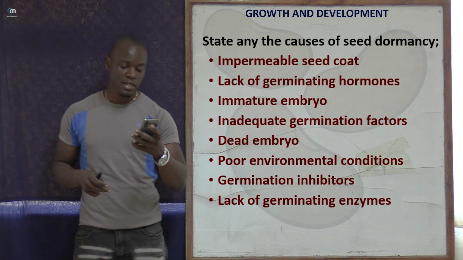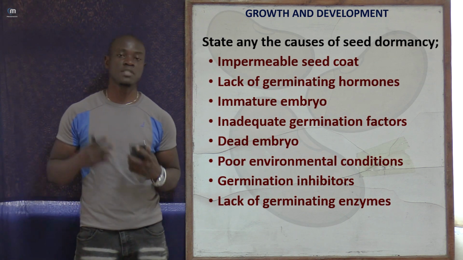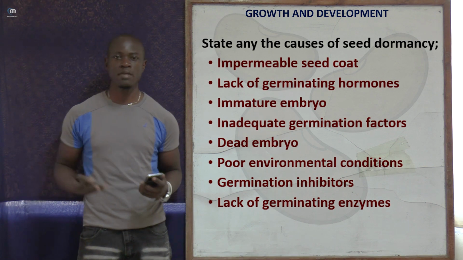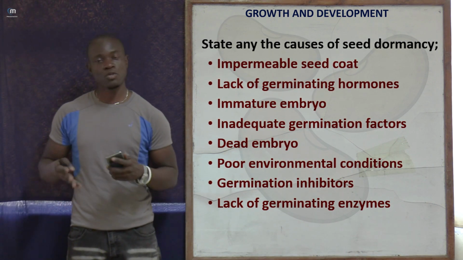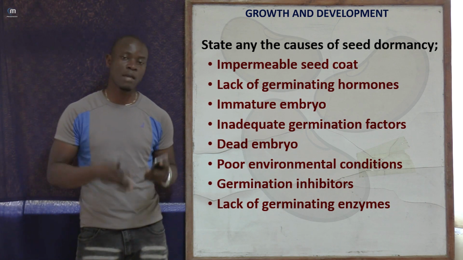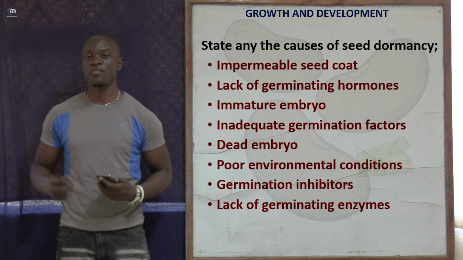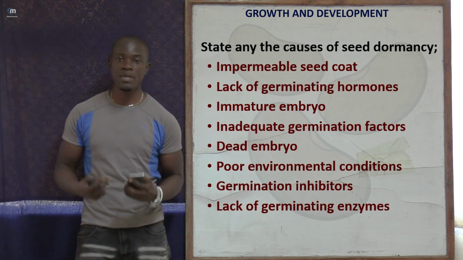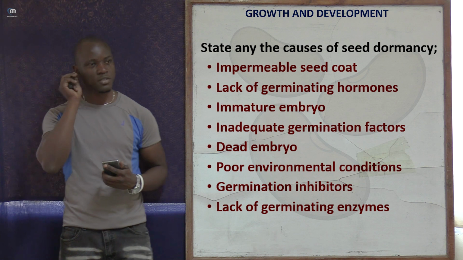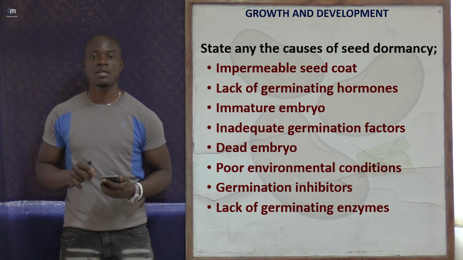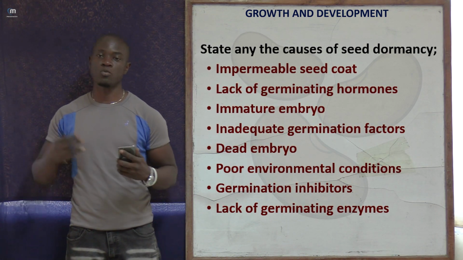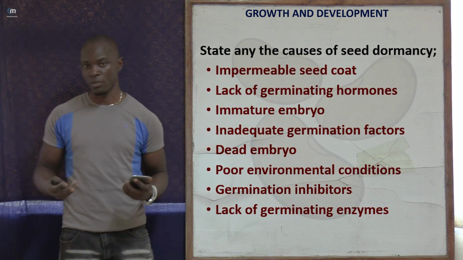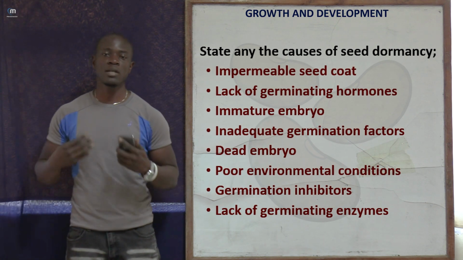The next question is asking, state any causes of seed dormancy. So why do you think seeds will eventually become dormant? Every seed should grow. But why will some seeds not be able to grow even when every factor has been provided? The first one is an impermeable seed coat. Impermeable means no water and no nutrients can penetrate the seed coat to reach the embryo to facilitate the process of growth. So that is an impermeable seed coat.